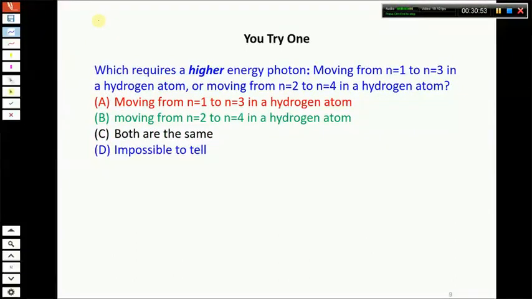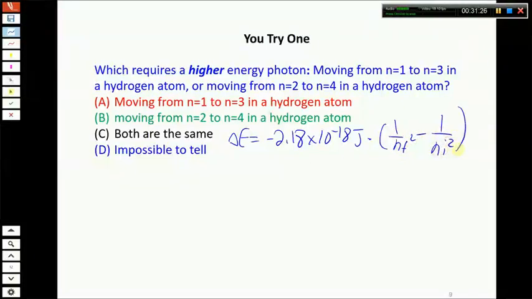So we want to know which requires a higher energy photon: moving from n equals 1 to n equals 3 in a hydrogen atom, so both these are absorption processes, or moving from n equals 2 to n equals 4 in a hydrogen atom. Now there are two ways to do this problem. As is often the case, there are multiple ways to approach one of these. We could just do this equation twice, calculate delta E for both of these situations, and figure out which one is larger. We have two pairs of nf and ni values. We'd have to do the calculation twice and then compare delta E. Perfectly valid way to do it.